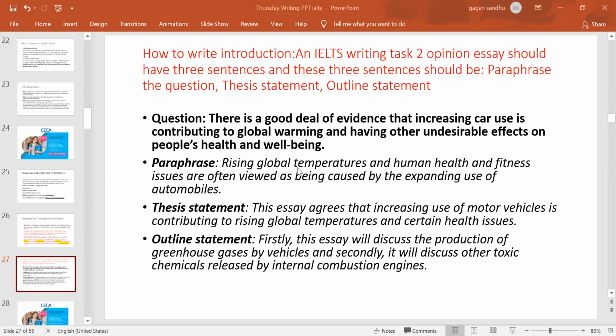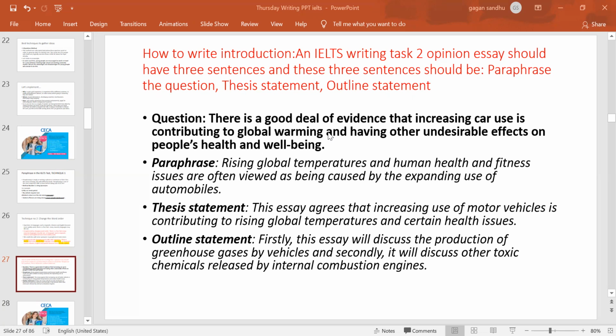The same technique I just told you, technique number 3, changing the word order and changing a few words for which I know synonyms. And how? Look here. Now it says that increased car use is contributing to global warming and having other undesirable effects on people's health and well-being. This is the later part, like what are the issues arising because of car use? Now I just bring this to the first position. I have written rising global temperatures and human health and fitness issues are often viewed as.